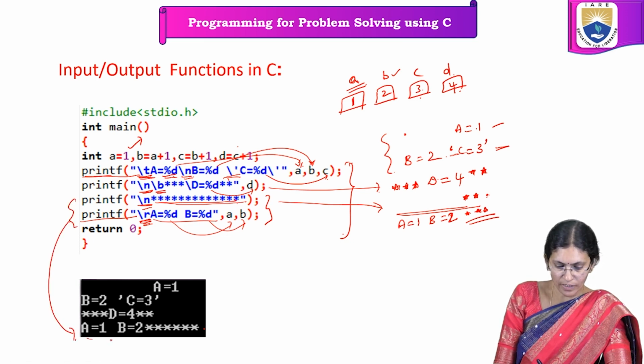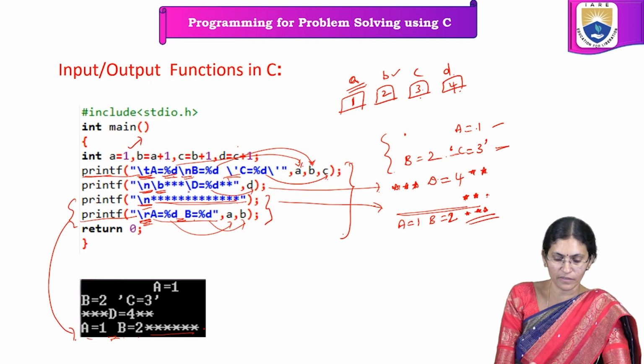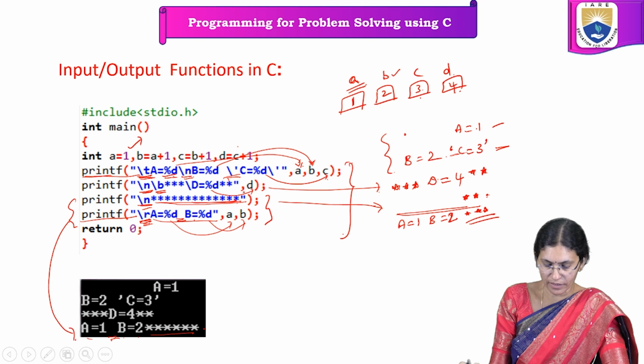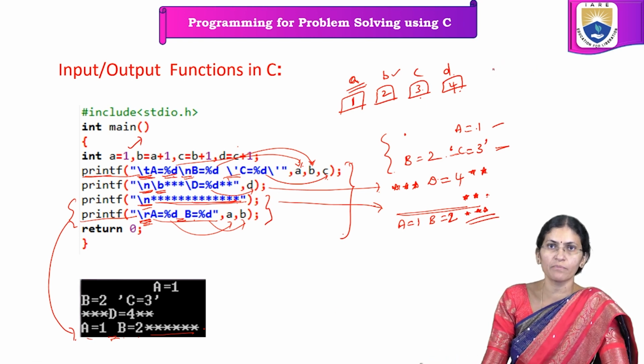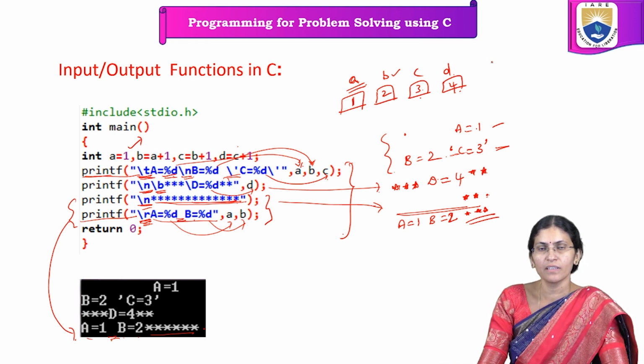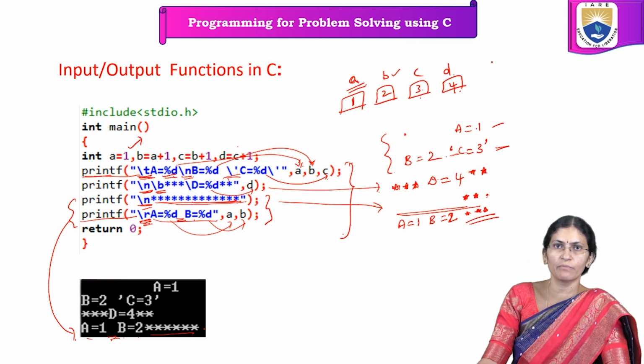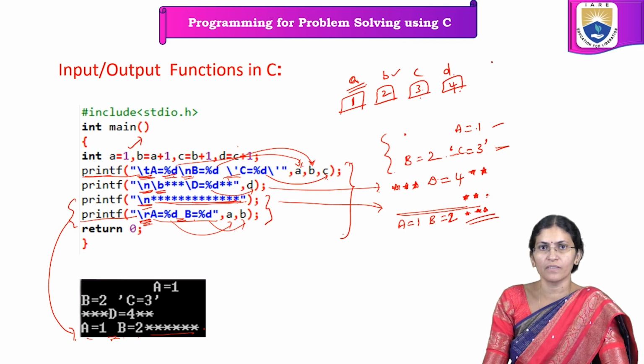So A is equal to 1. There is some space here, so some space is introduced here. So B is equal to 2. After that, you can see that this printf statement replaces this printf statement. Then whatever asterisk symbols are there, those will be printed. In this way, we can understand the use of different escape sequences in a C program. Thus we have seen that with escape sequences, the output of the program is presented in a more structured manner.